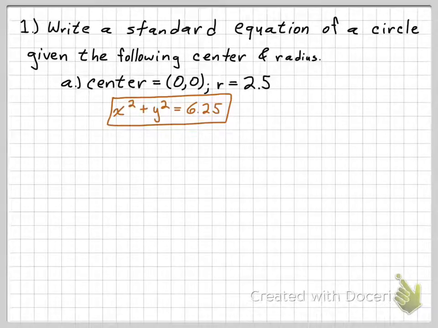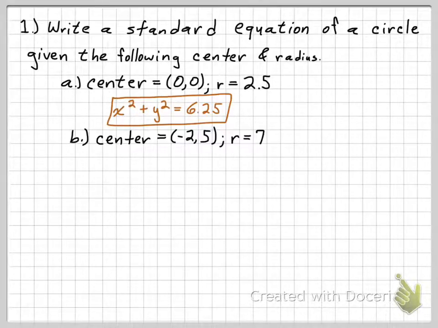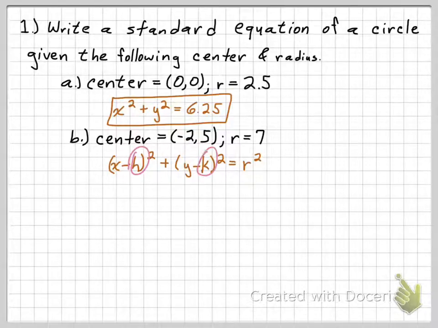A more advanced type of problem is one such as this, where the center is not at 0, 0. In this case, the center is at -2, 5. So remember the generic equation for a circle is x minus h squared plus y minus k squared equals radius squared, where h and k are the center of the circle.